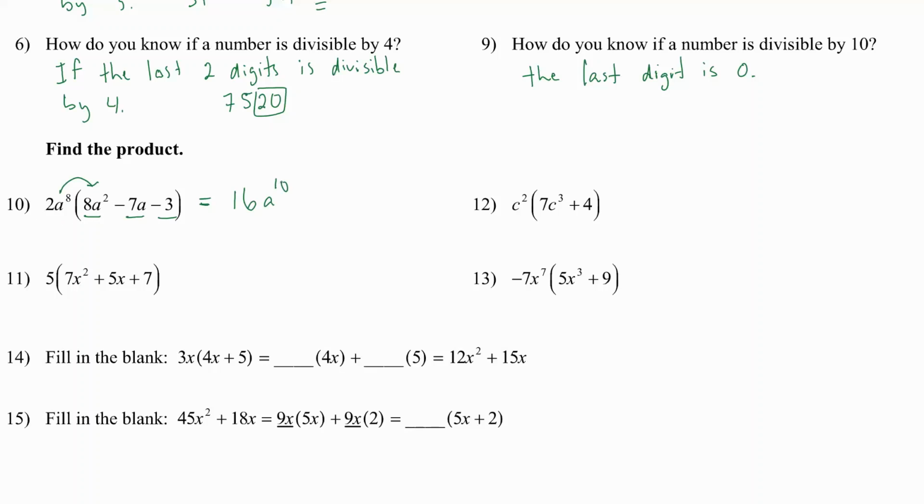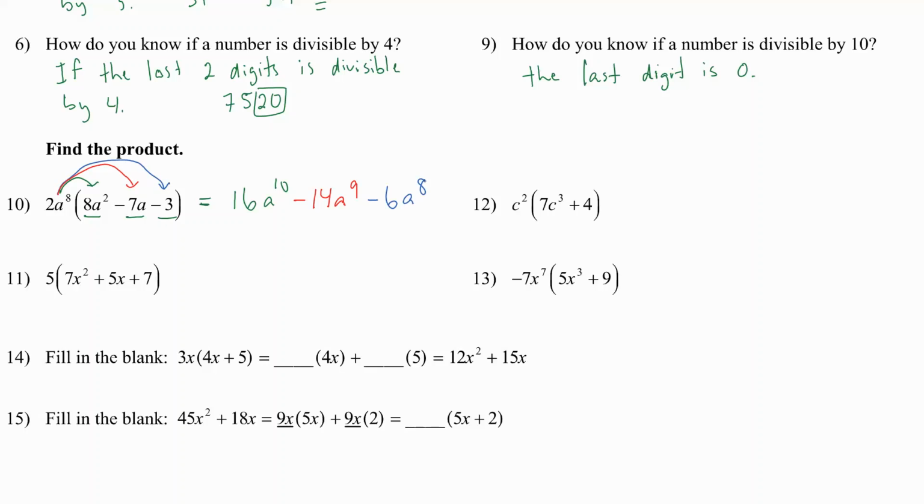If we expand that, we have a to the 10th. And then we do that to the next one here. So 2a to the 8th times the negative 7a, so subtracting 14a to the 9th. And the final one, 2a to the 8th times negative 3 is negative 6a to the 8th.